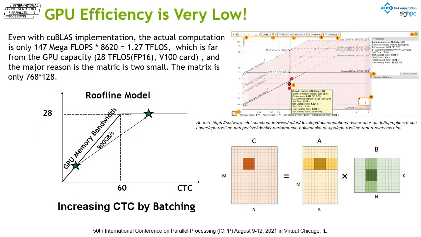Even with the cuBLAS implementation, the actual computation is only about 1.3 teraflops, which is far from the GPU's peak teraflops capacity. The major reason is that the matrix is too small. Based on the roofline model, we should increase the computation to communication ratio to explore the full capacity of the GPU.